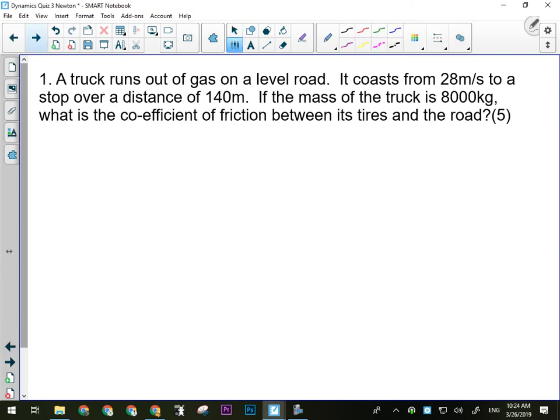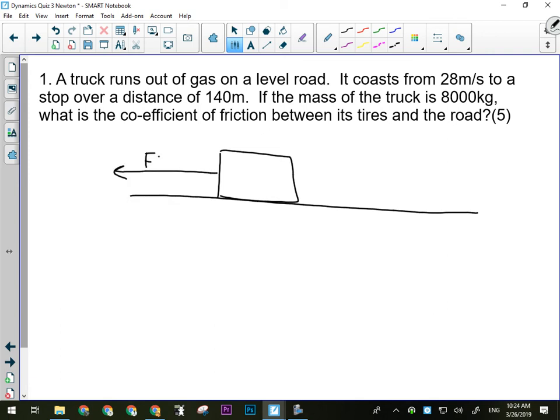Right. So if we're looking at the free body diagram here, the only important force is the force of friction. Right? It's what we're looking for because we're trying to find the coefficient of friction. We have to have the force of friction before we can do that. The other thing we need, if we're going to find the coefficient of friction, is the normal force. Since this is a level road, normal force will be equal to gravity. Okay, so we can calculate that as well.